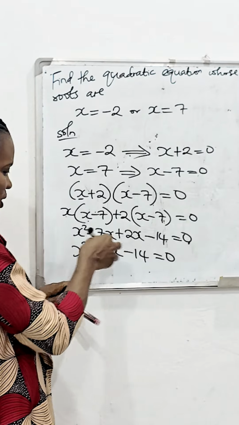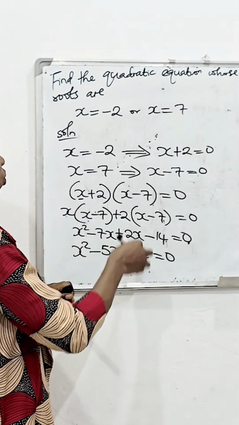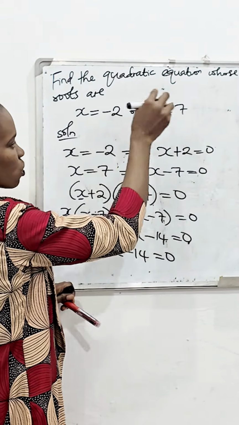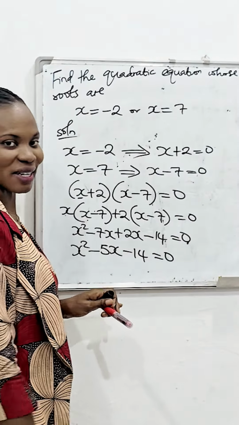Is that understood? So this is now the quadratic equation whose roots are -2 and +7. Alright, isn't that simple?